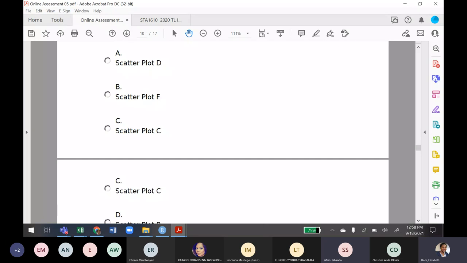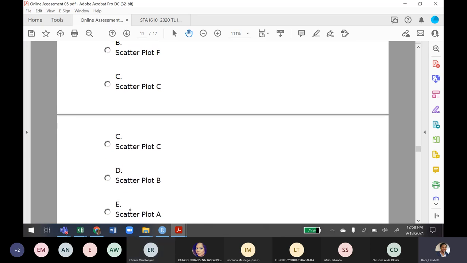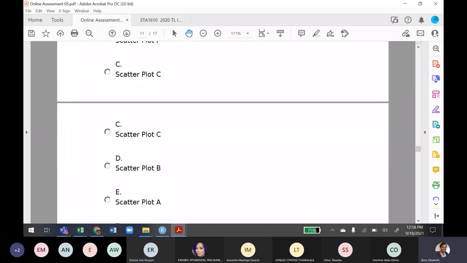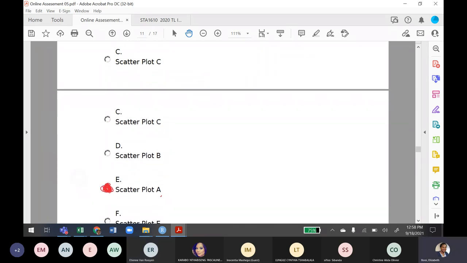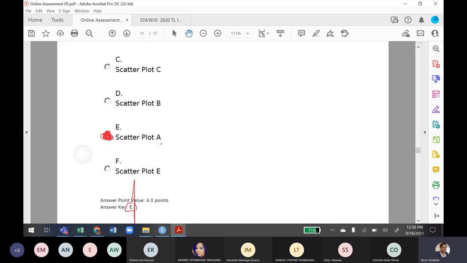Wait. Okay, so these are A plot D, B plot F. Okay. Yeah, okay. C, okay, E is plot A. So you also need to be very careful there, because E is F. These examiners are tricky. E is A for scatter plot A. So the answer is E. And the answer is E.